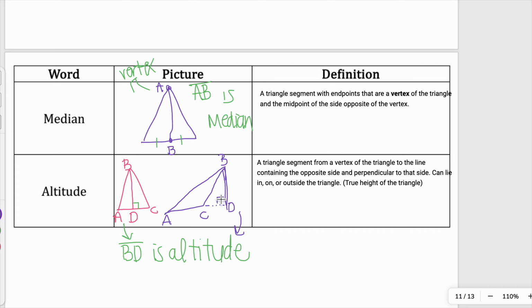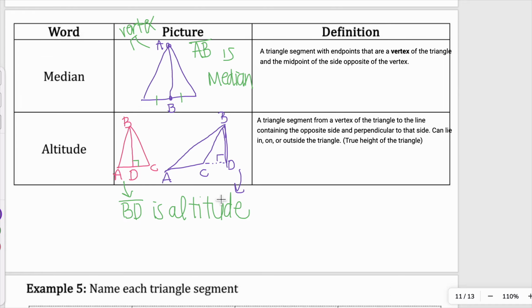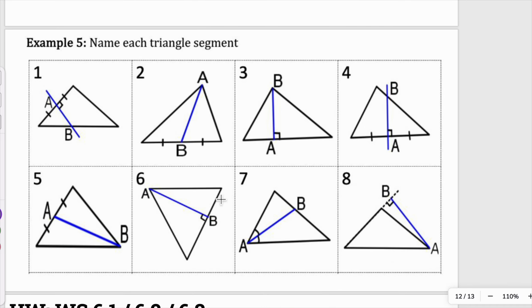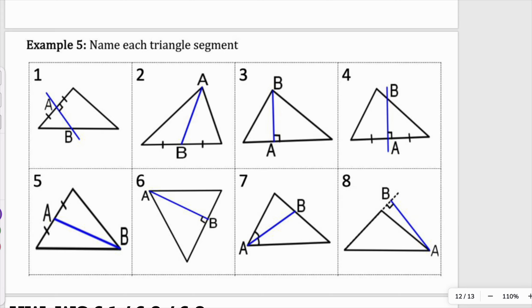Okay? So what we're going to do is we're going to put all those words together. So we've talked about perpendicular bisector, we've talked about angle bisectors, we've talked about medians, we've talked about altitudes. Now we're going to use those to name each of the triangle segments here. I would take a moment and pause. It's kind of like a review of everything we've seen. Once you're done, click play so you can check what we've got.